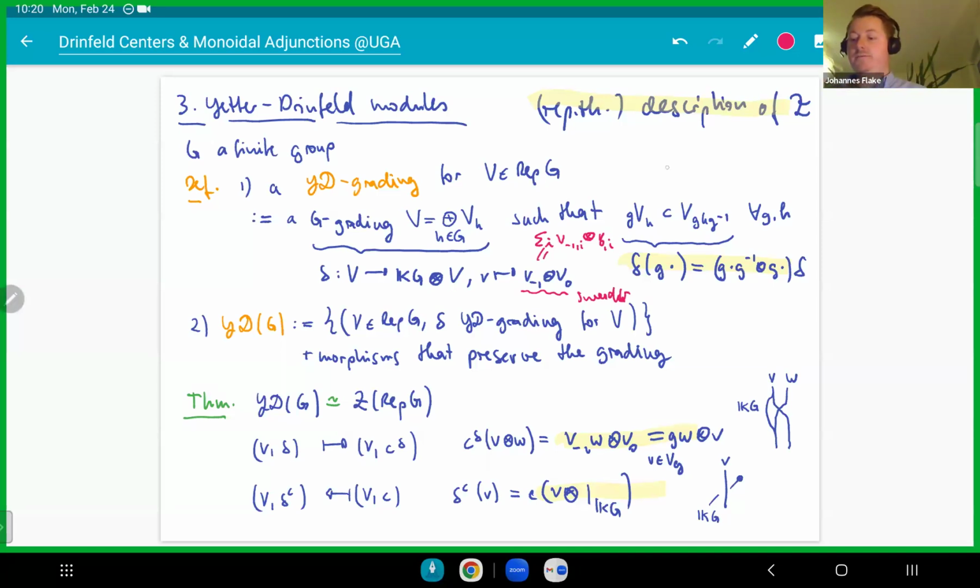And then the condition that this be a Yetter-Drinfeld grading, I can just reformulate in terms of this map delta. The condition that the graded slices are moved around according to the conjugation action can be reformulated by this formula here. So delta of g applied to something, where there is an action of G on the module here, should correspond to this more complicated looking expression. So this is how the action of G should be on the grading. So the first component here should be by the conjugation.